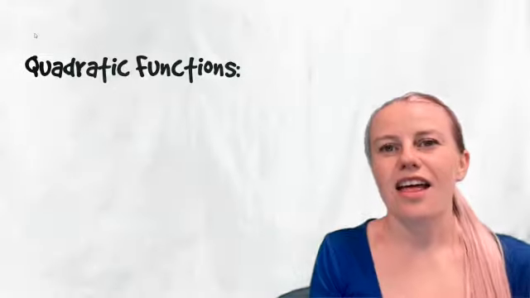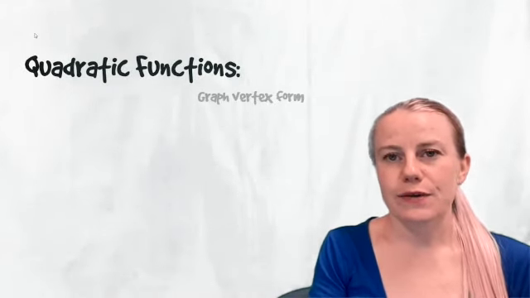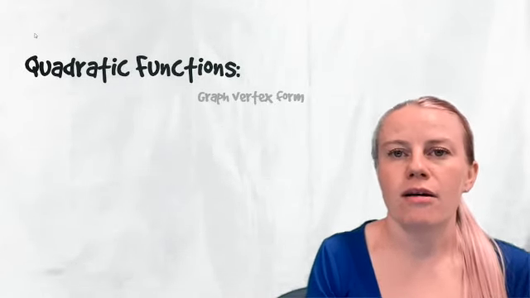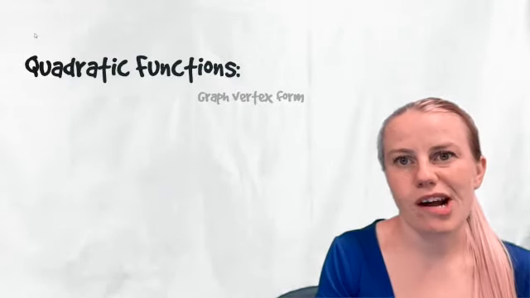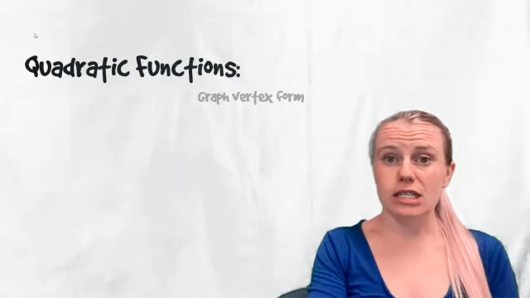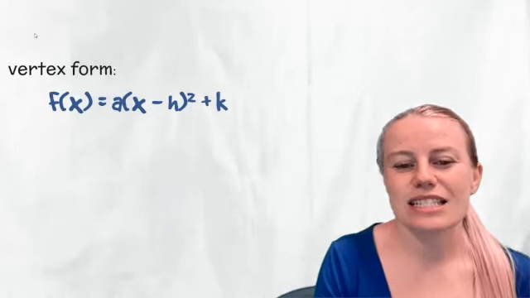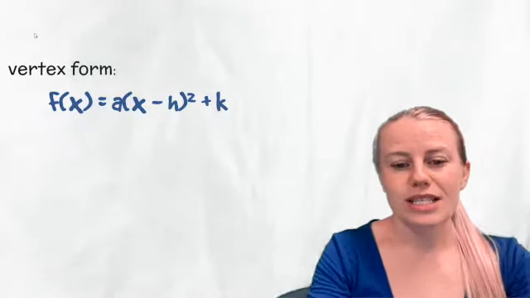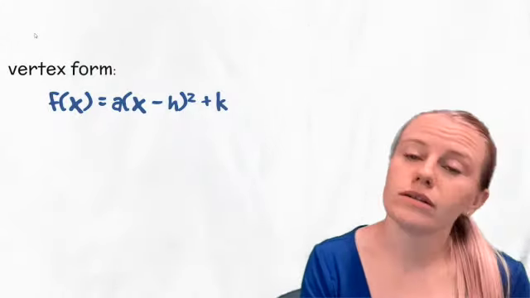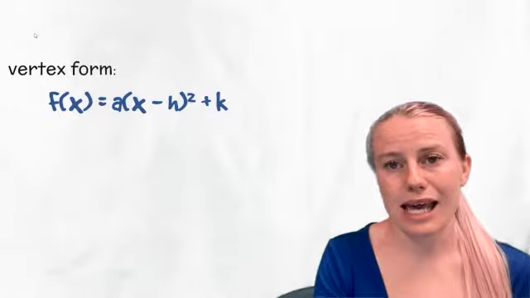All right, quadratic functions, vertex form, and graphing from vertex form, and figuring out our graph attributes from vertex form. Our vertex form, what is that? It is f of x equals a, open parentheses, x minus h, squared, plus k.